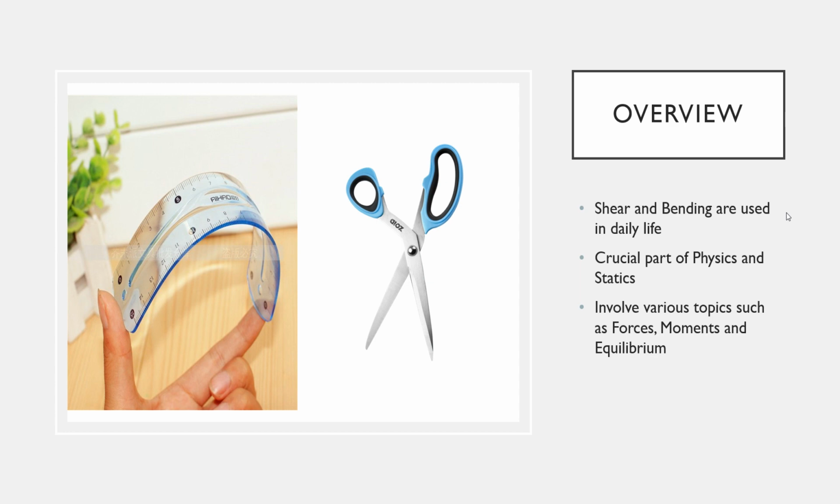As you cut the two objects in different sizes, the knives go down in different directions and they cut the objects. For bending, well, it's just a force being applied to bend an object. In this example, the person right there is bending a ruler. So, both of these concepts, shear and bending, are crucial parts of physics and statics, and they involve various topics such as forces, moments, and equilibrium. In this lesson, I'll be going over shear and bending in more specificity, as well as these topics in more detail.